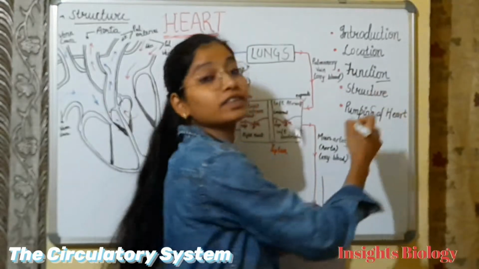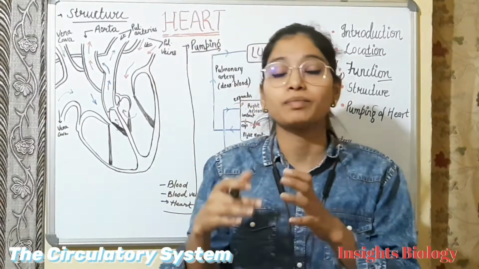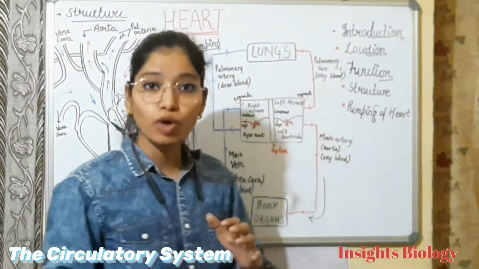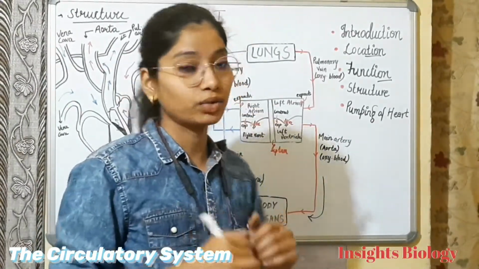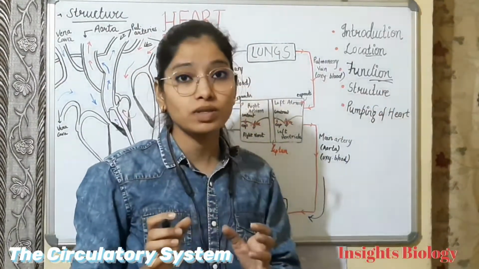What are the functions of heart? Heart basically functions to circulate the blood throughout the body. It circulates blood to the whole body. Its main function is that only. If heart stops its function, the humans will die.